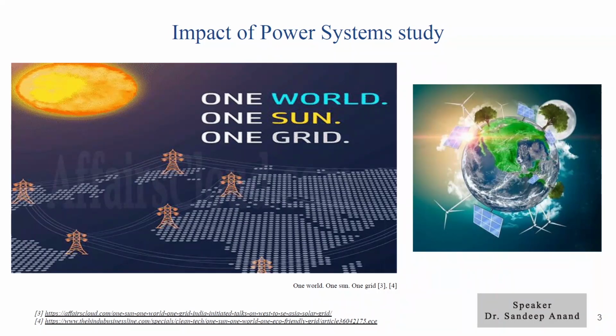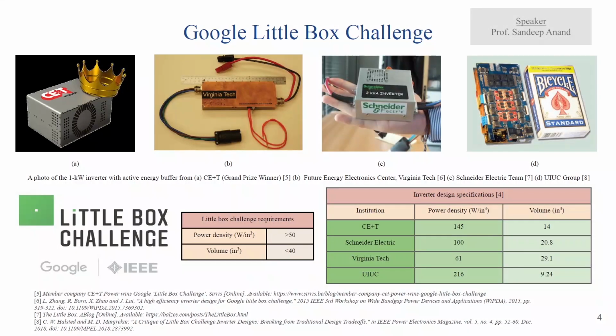Let me go back a little bit, 10-15 years, when Google used to be probably the most favorite company of everybody, irrespective of whether you wanted to work in software or not. Google floated something called the Little Box Challenge. Now, what was this challenge? It was essentially developing an inverter which should be the most compact inverter in the world. That was the first time I got very excited, because I thought Google is trying to get into power, right? It looks that way. So I was very excited about that.